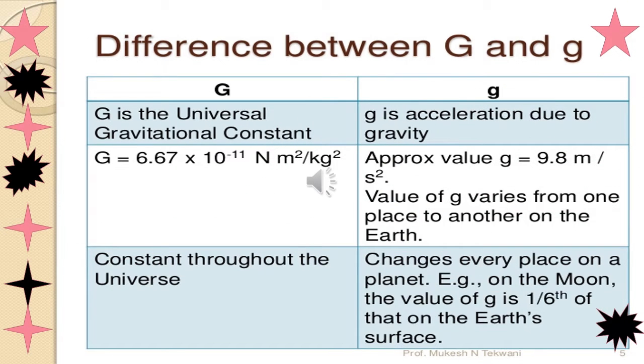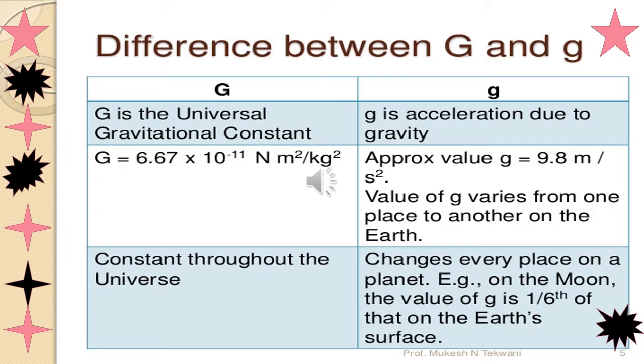Dear students, now I will tell you the difference between capital G and small g. Number 1, capital G is the universal gravitational constant, whereas small g is the acceleration due to gravity. Number 2, in SI units the value of capital G is 6.67 into 10 power minus 11 Newton meter square per kilogram square, whereas the value of small g is approximately 9.8 meter per second square on Earth's surface.